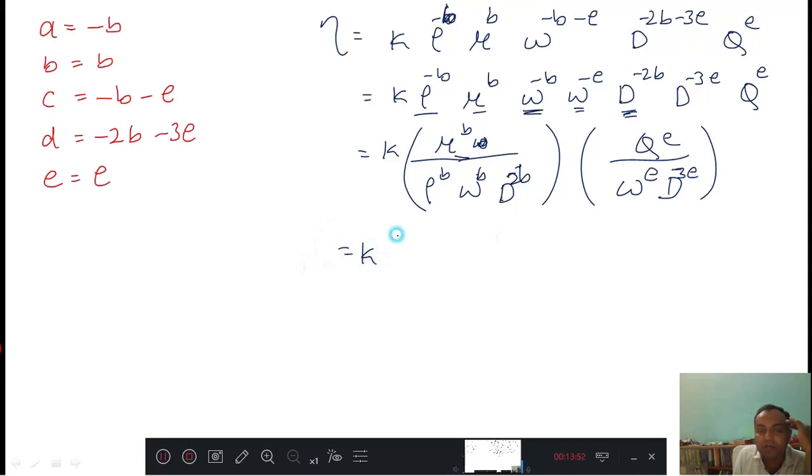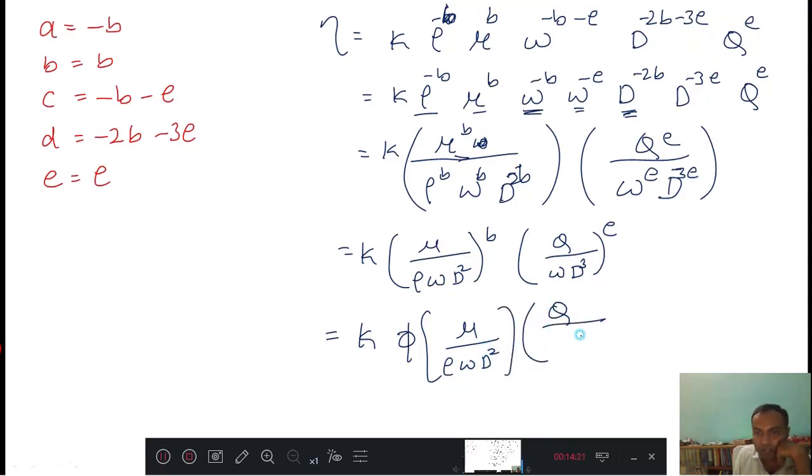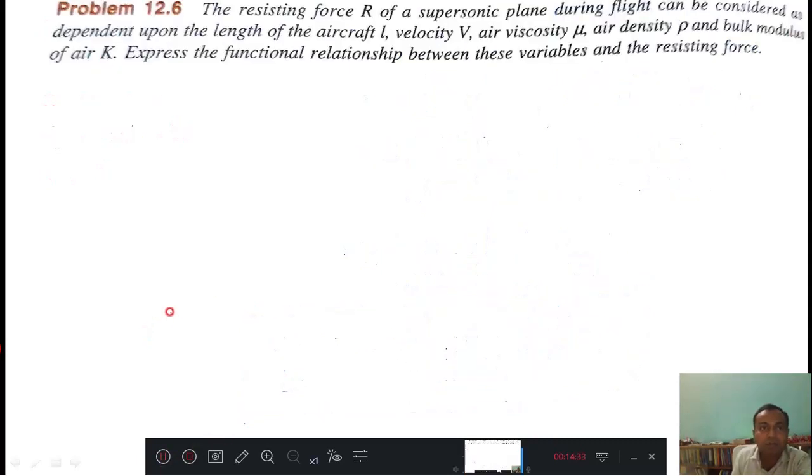Now K into mu by rho omega d square to the power B into Q by omega d cubed to the power E. Then I can say that eta is K into a function of mu by rho omega d square into Q divided by omega d cubed. This is the eta formula, right? Now coming to the next problem.